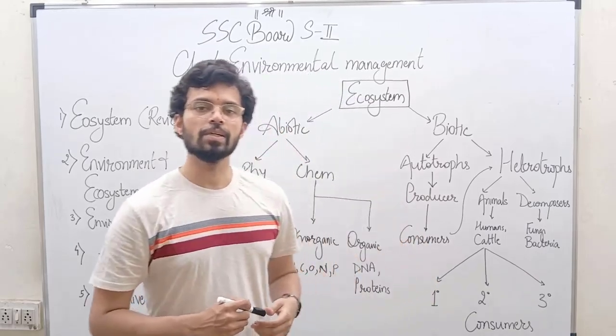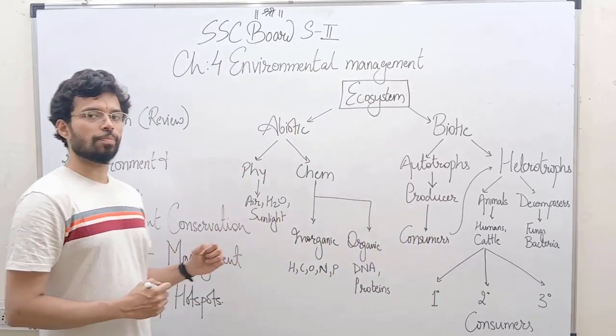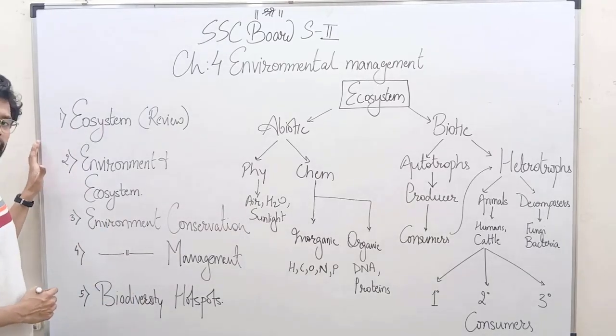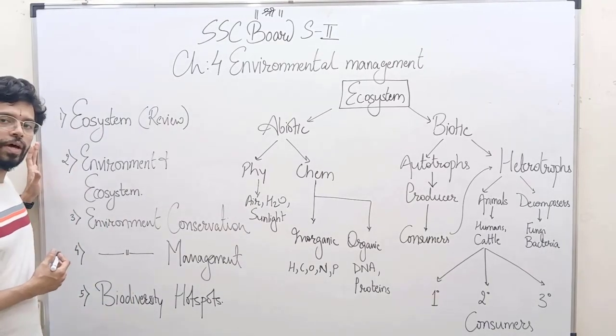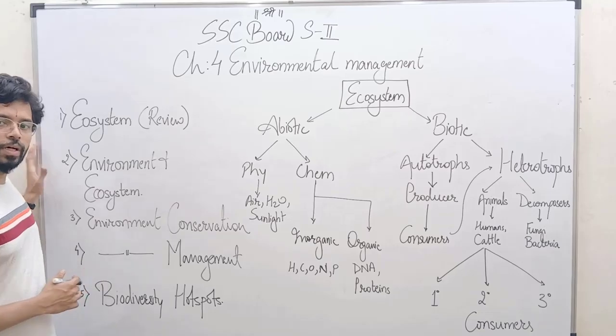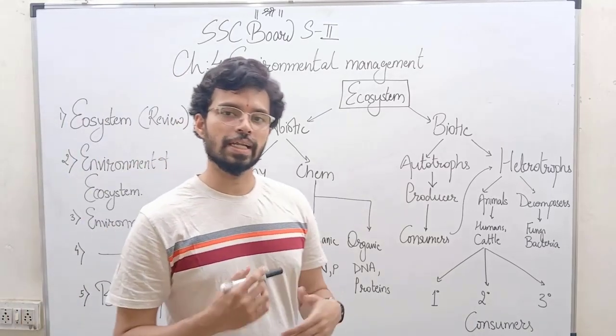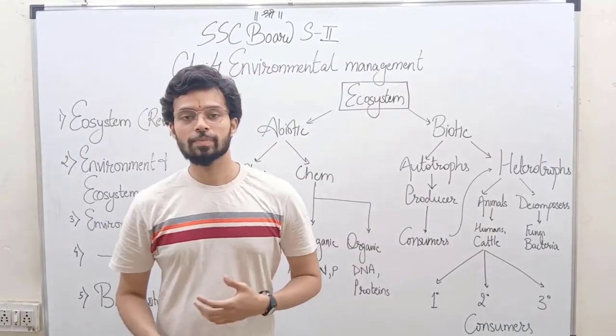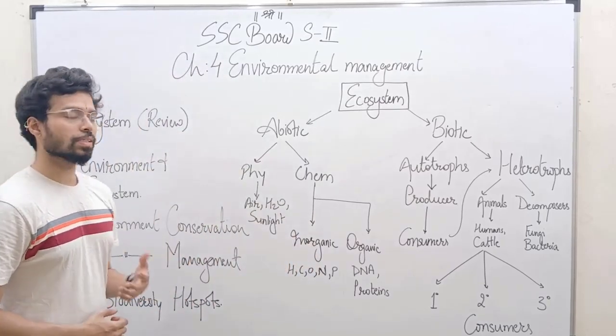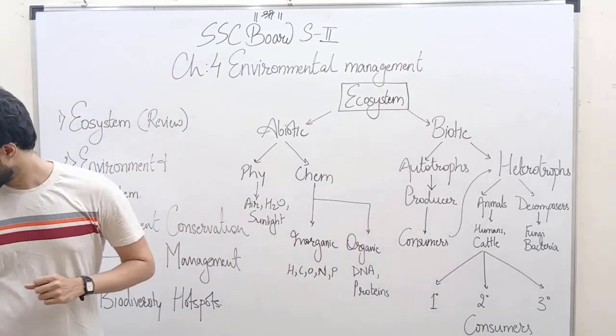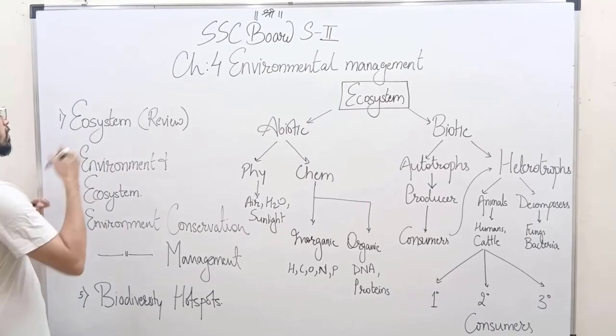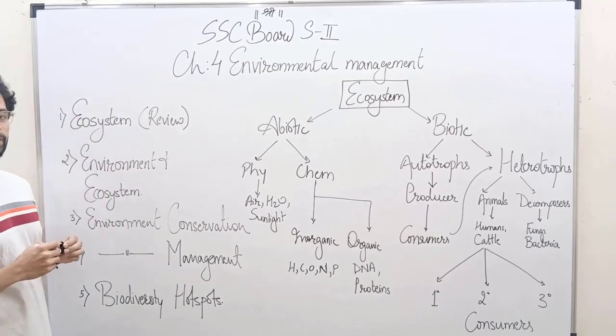So let us begin with the five major topics, starting with revisiting or reviewing what is an environment. Obviously, environment is made up of biotic and abiotic components. Now let us begin with how you revisit or review an ecosystem. Sorry, I forgot the C over here. So it is nothing but an ecosystem review.